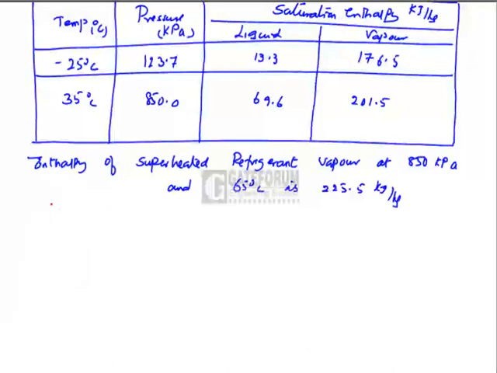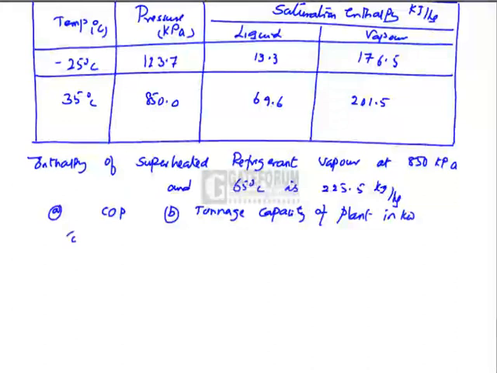The things to be calculated in the problem are: number 1, calculate A, COP; B, tonnage capacity of the plant in kilowatts; C, what is the power consumption by the compressor in kilowatts.